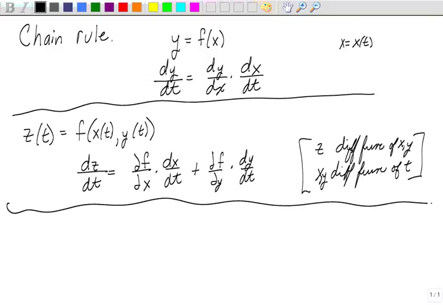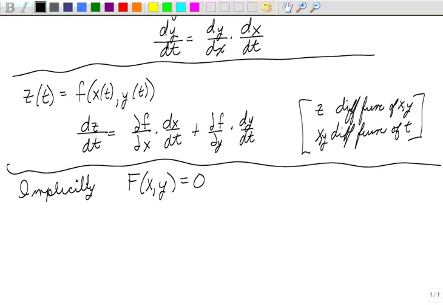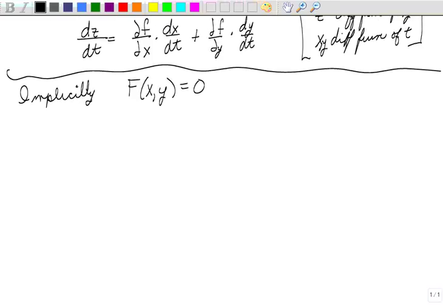So when we talk about implicit differentiation, we start with an equation equal to 0 in two variables. And let me just state the implicit function theorem.